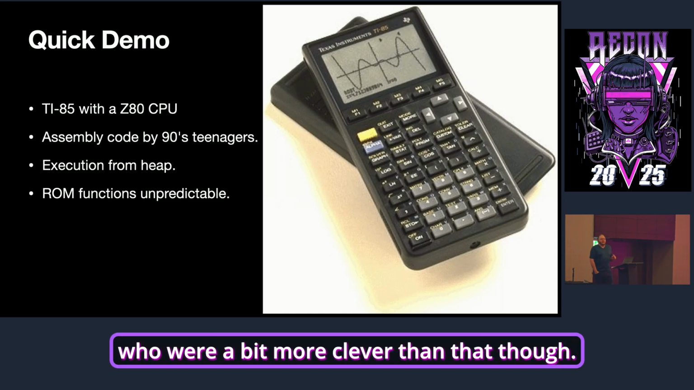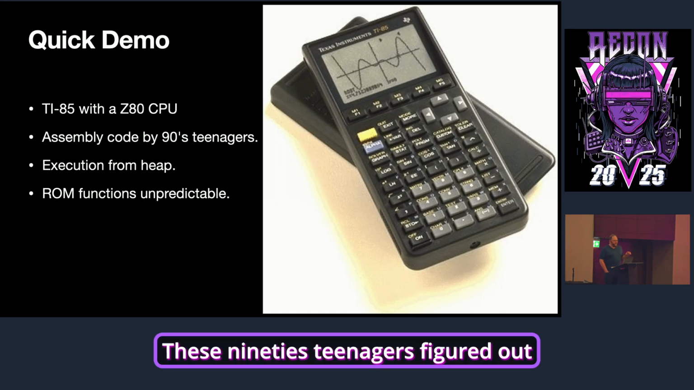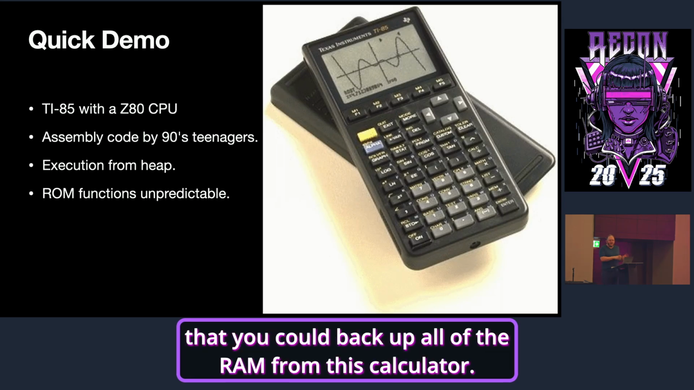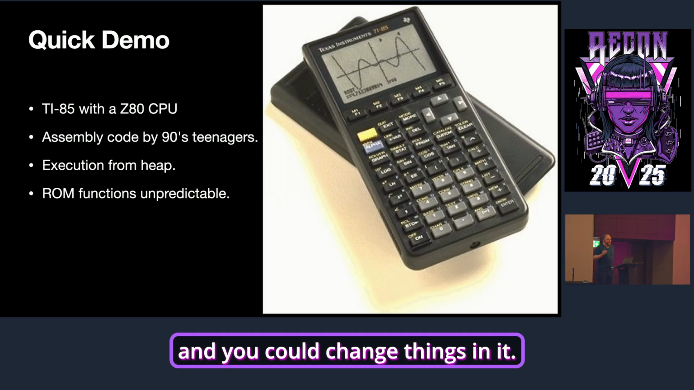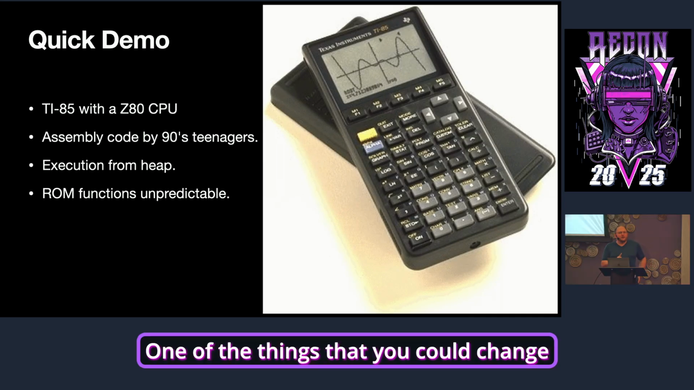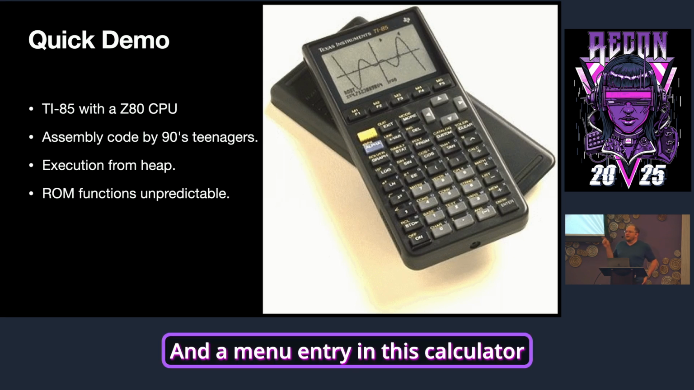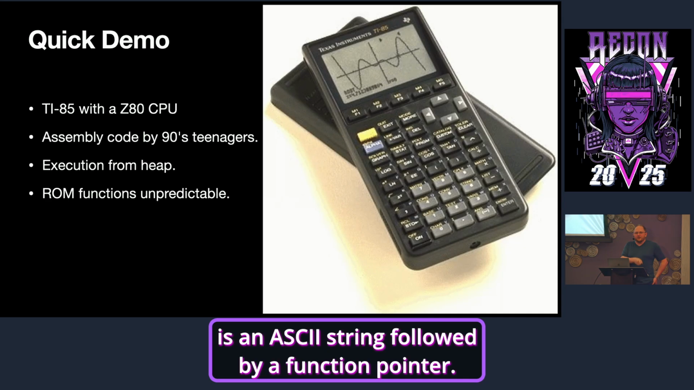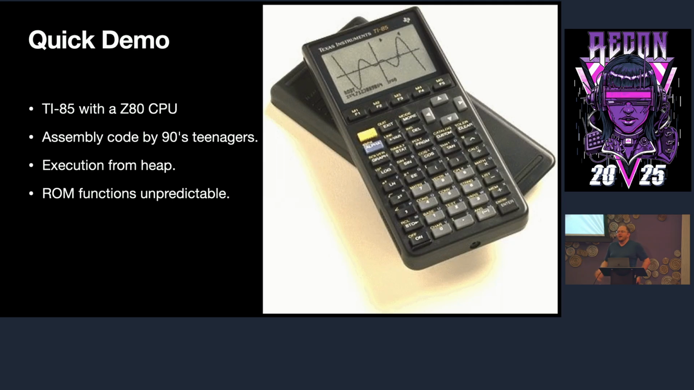There were some students who were a bit more clever than that, though. These 90s teenagers figured out that you could back up all of the RAM from this calculator. Back it up to your computer, and you could change things in it. One of the things that you could change were the custom menu entries. And a menu entry in this calculator is an ASCII string followed by a function pointer, the function pointer for the handler to the menu entry.